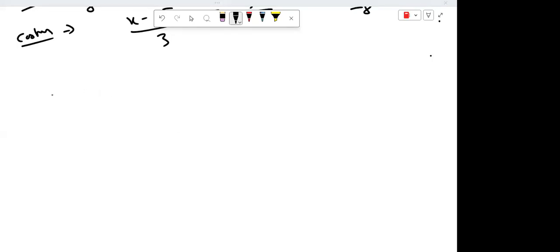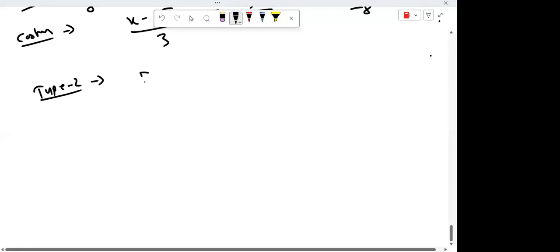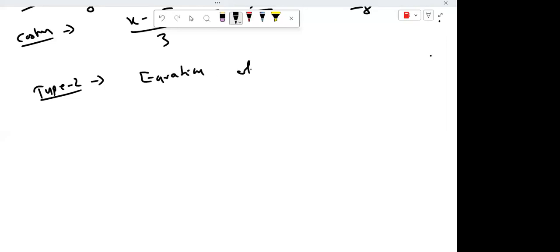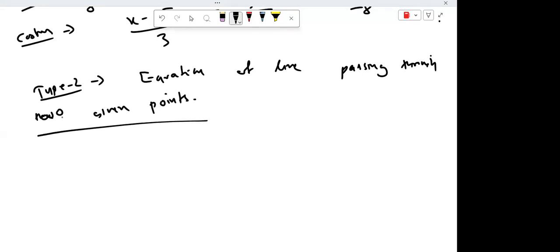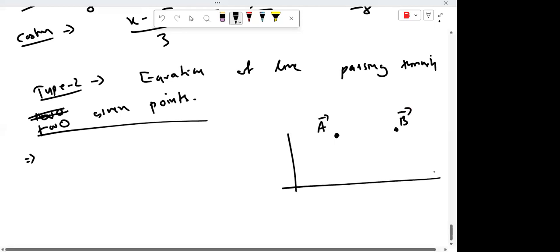Next topic, type 2. Equation of line passing through two given points. Okay, if you have two position vectors of 2 points, then how do we figure out the equation of line passing through them? It's also very easy.